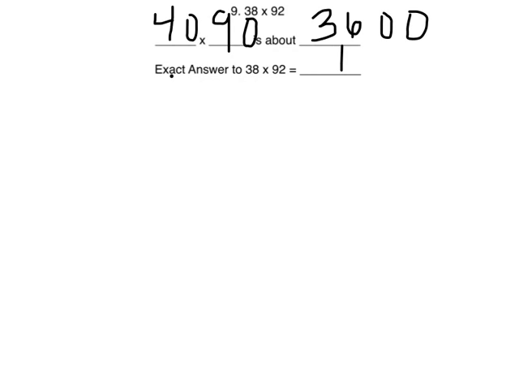Our exact answer shouldn't be 1,000 off from our estimate. It should be a reasonable estimate, so it should only be about 200 off or so at the most. Okay? So to find the exact, you could use several strategies. You could use your box, which I'm going to use.